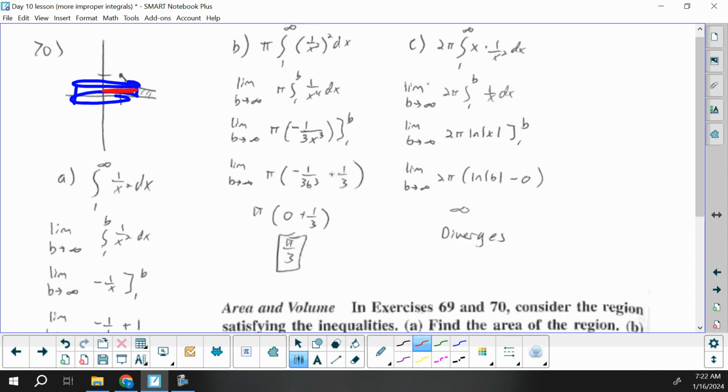We do get natural log absolute value of x for the antiderivative. Sub in your b, sub in your 0. Well, as b gets huge, natural log gets huge, that goes to infinity. Therefore, it diverges. For all of these, make sure you do not do your antiderivative with the thing that's making it improper. In this case, it was usually an infinity. You do need to rewrite it as a limit before you go ahead and do your antiderivatives.